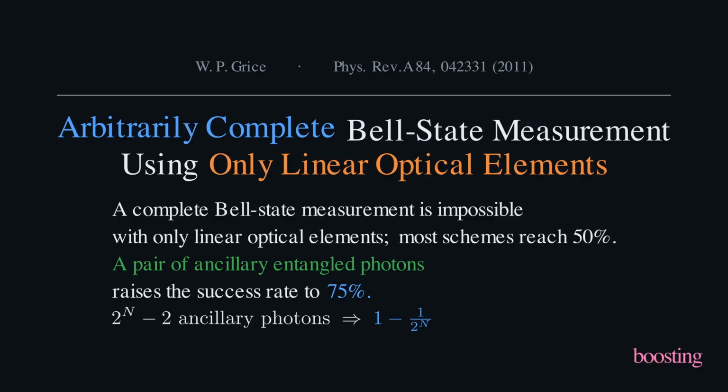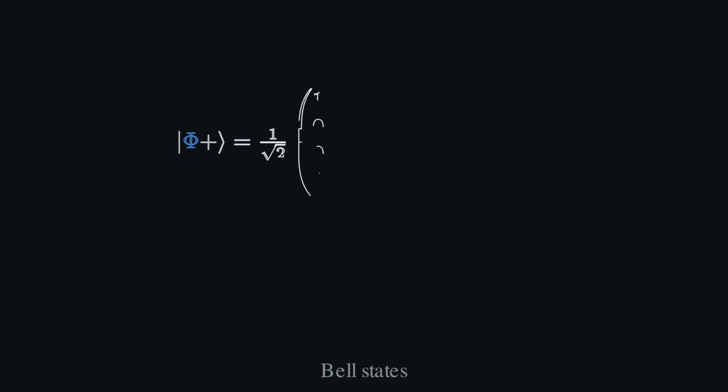The first thing we're going to do in this paper is explain why it's the case that when you restrict to only linear optical elements, you are essentially limited in your success rate for Bell state measurement. This is a consequence of some fundamental features of linear optical systems. So first of all, what are the Bell states?